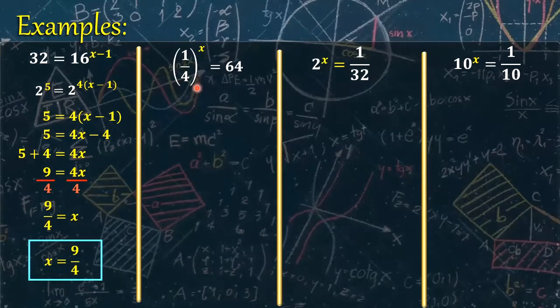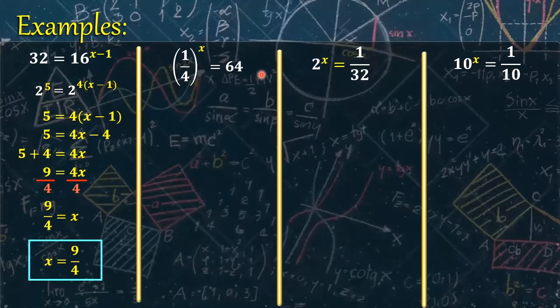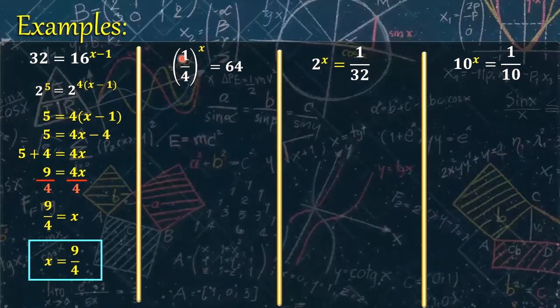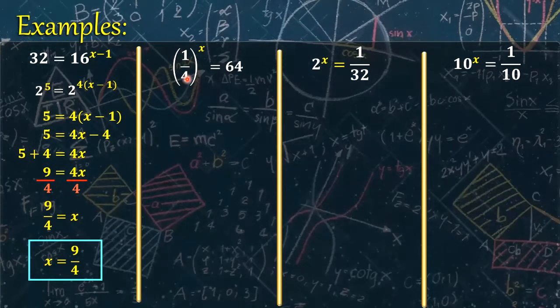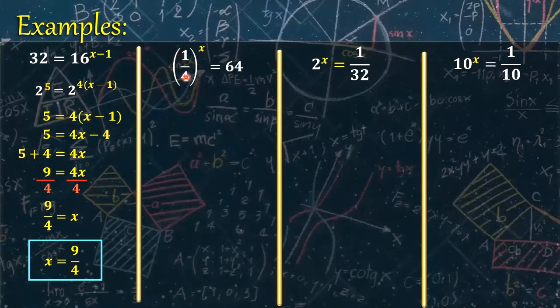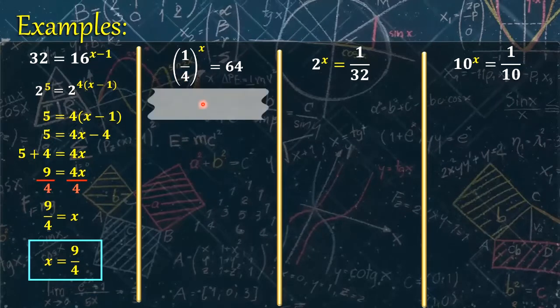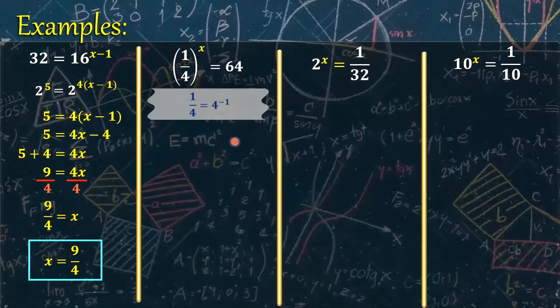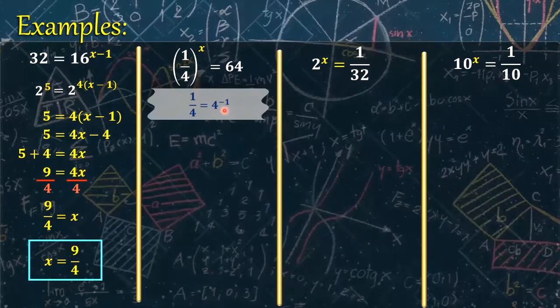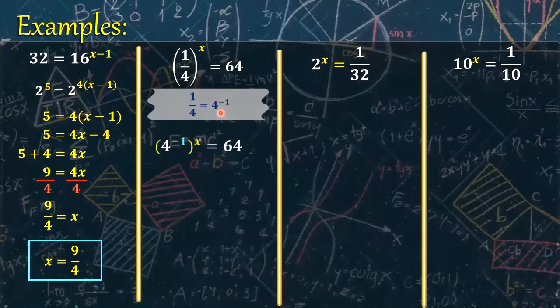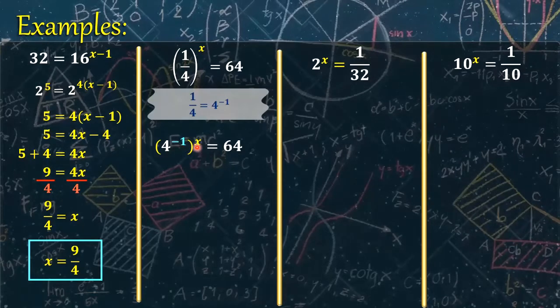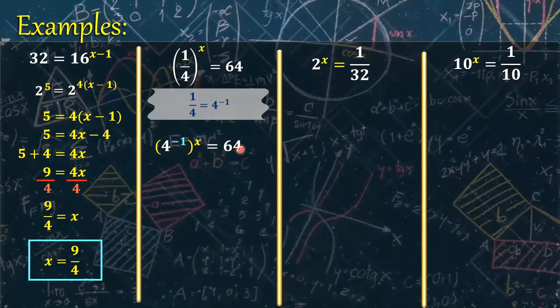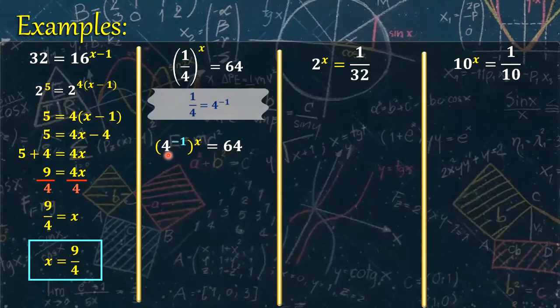Next example, we have 1/4 raised to the power of x equals 64. Now, as you can see, our base is in fraction form. Make sure, class, na atong base is in exponential form. And according to the law of exponent, 1/4 can be expressed into 4 raised to the power of negative 1. So, i-change yun nato ang fraction form nga base into exponential form. Therefore, our equation now is 4 raised to the power of negative 1 quantity raised to the power of x equals 64.